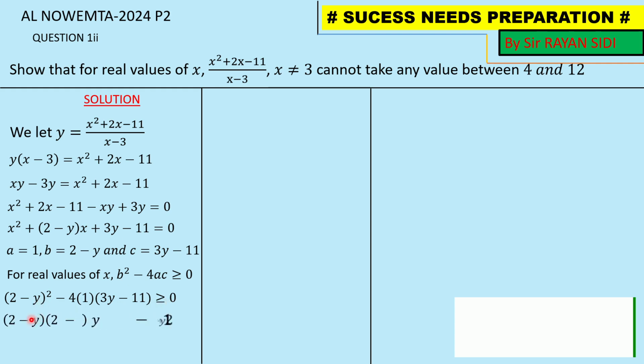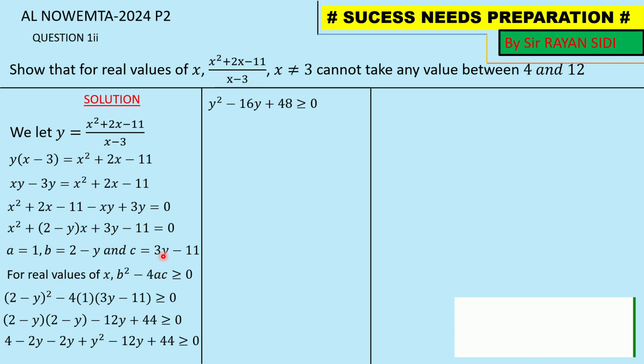So we expand this: we get (2 minus y) times (2 minus y) because it's squared, minus 12y plus 44, is greater than or equal to 0. Expanding this, we get 4 minus 2y minus 2y plus y squared, minus 12y plus 44, which has not changed, is greater than or equal to 0. Good. From there, when we simplify, we get y squared minus 16y plus 48 is greater than or equal to 0.